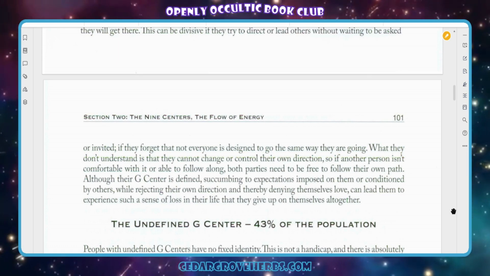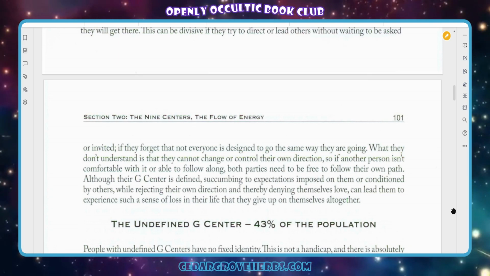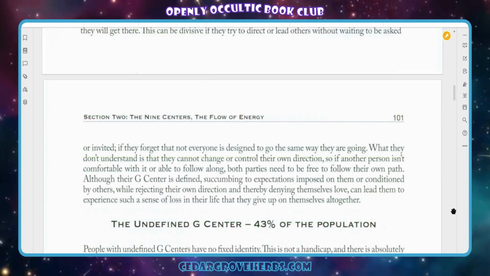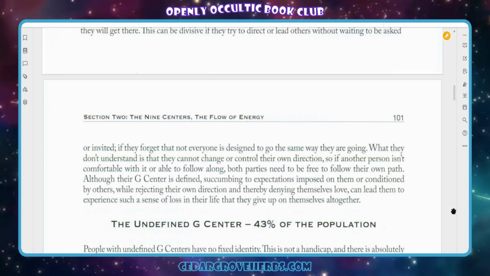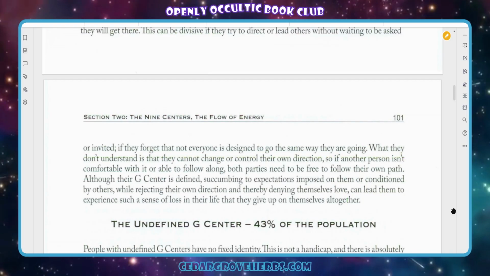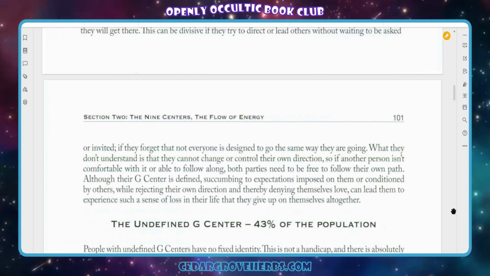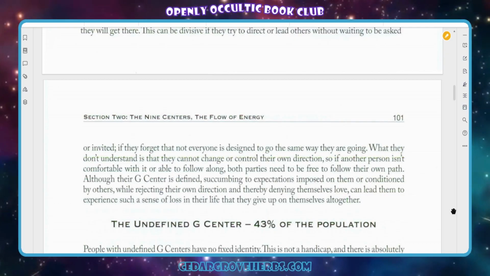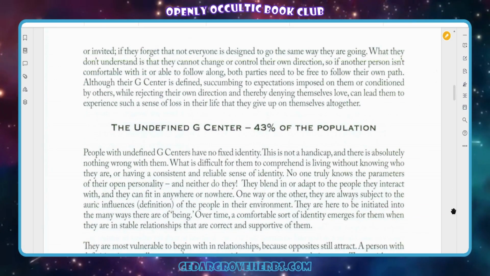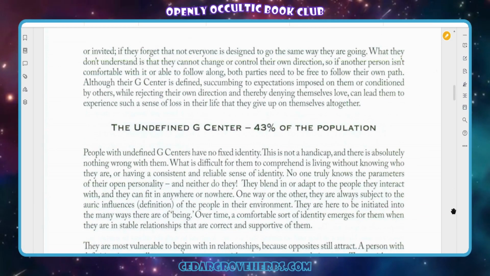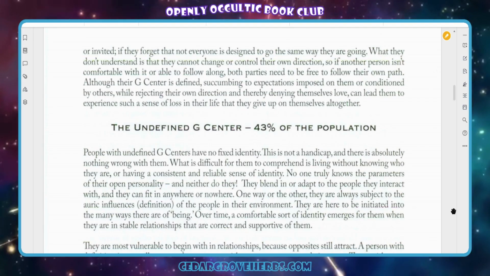So if another person isn't comfortable with it or able to follow along, both parties need to be free to follow their own path. Although their G center is defined, succumbing to expectations imposed on them or conditioned by others while rejecting their own direction and thereby denying themselves love can lead them to experience such a sense of loss in their life that they give up on themselves altogether.